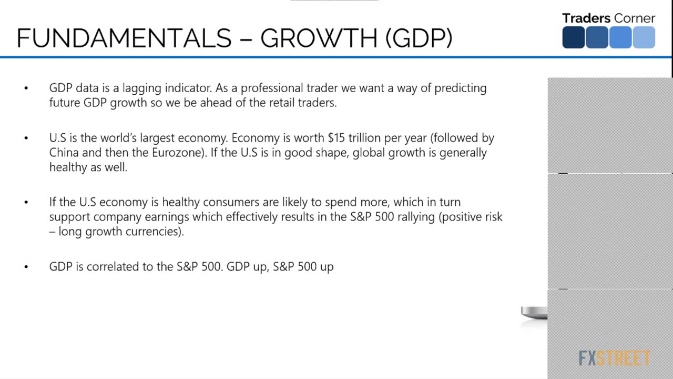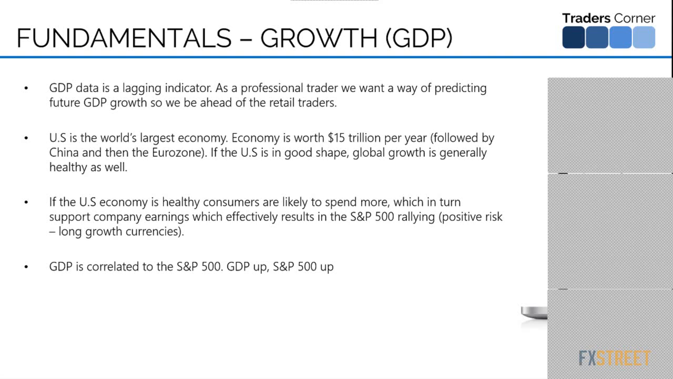Now, we talked about the three major economies in the world. One of them is the US, and that's the world's largest economy. The economy is worth about 15 trillion per year. And this is then followed by China and then the Eurozone. So if you've ever heard people say, when the US sneezes, the rest of the world catches a cold, that's exactly why. Because the US is the world's largest economy. So if it's in good shape, then global growth is also generally going to be in good shape.